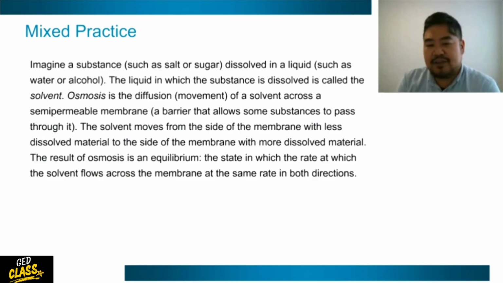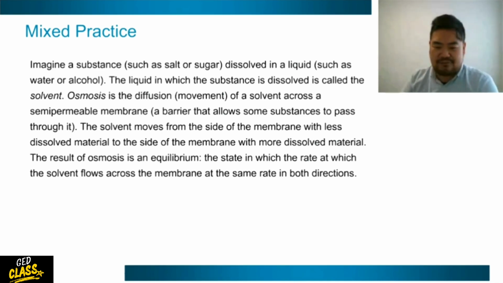We'll go through this paragraph together. Imagine a substance, such as salt or sugar, dissolved in a liquid, such as water or alcohol. The liquid in which the substance is dissolved is called the solvent. Osmosis is the diffusion or movement of a solvent across a semi-permeable membrane, a barrier that allows some substances to pass through it. The solvent moves from the side of the membrane with less dissolved material to the side of the membrane with more dissolved material. The result of osmosis is an equilibrium, the state in which the solvent flows across the membrane at the same rate in both directions.